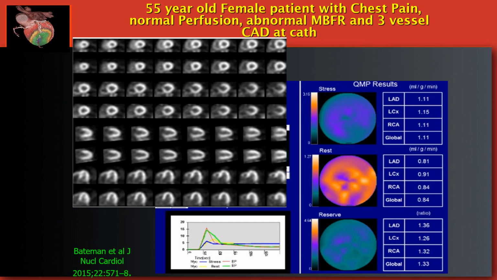And so this patient had normal perfusion, markedly abnormal blood flow. This is one of those patients that would be of concern for multi-vessel disease or global ischemia. And then when this patient went to cath, they did confirm that because triple vessel disease was seen on their cath.